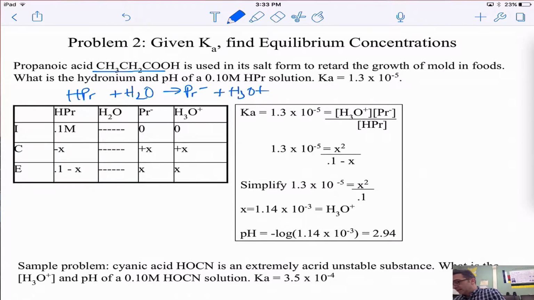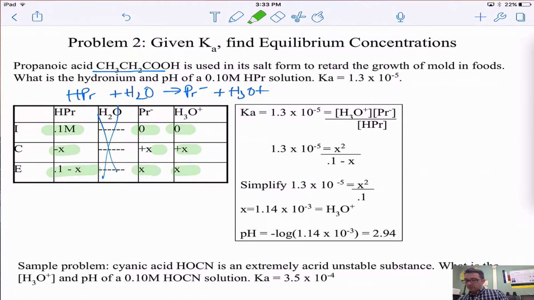I plug those in. Notice I leave out the water. I don't even put the water in when I'm doing problems normally, but here I just show that you're going to ignore it. It's a liquid. So I have my initial 0.1, and 0 and 0 are the products. Minus x for change, plus x, 0.1 minus x, x and x.